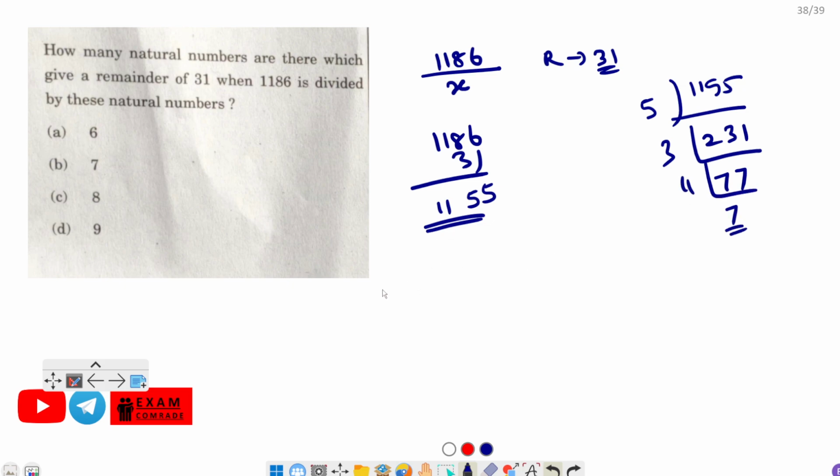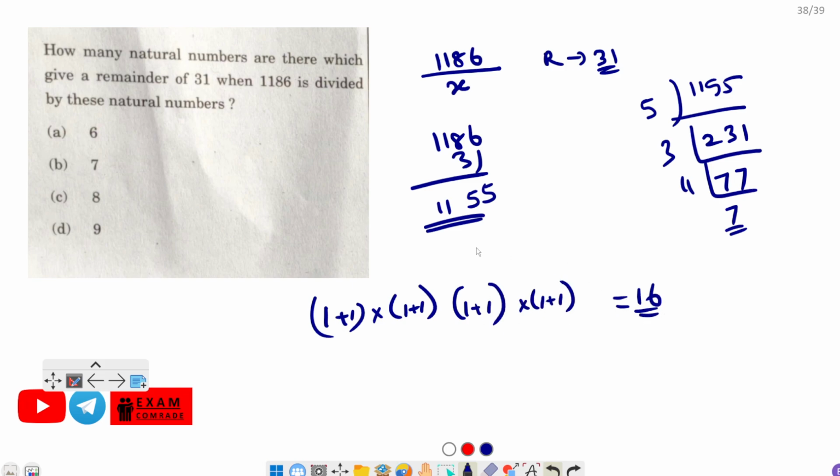The number of factors will be, with each prime to the power 1, (1 plus 1) into (1 plus 1) into (1 plus 1) into (1 plus 1), that is 16. But these factors should be greater than 31, otherwise the remainder will be less than 31. So we'll remove the factors which are less than 31. The factors less than 31 are 1, 3, 5, 7, 11, 15, 21. 33 is more than that, so that will be excluded. How many so far? 8.